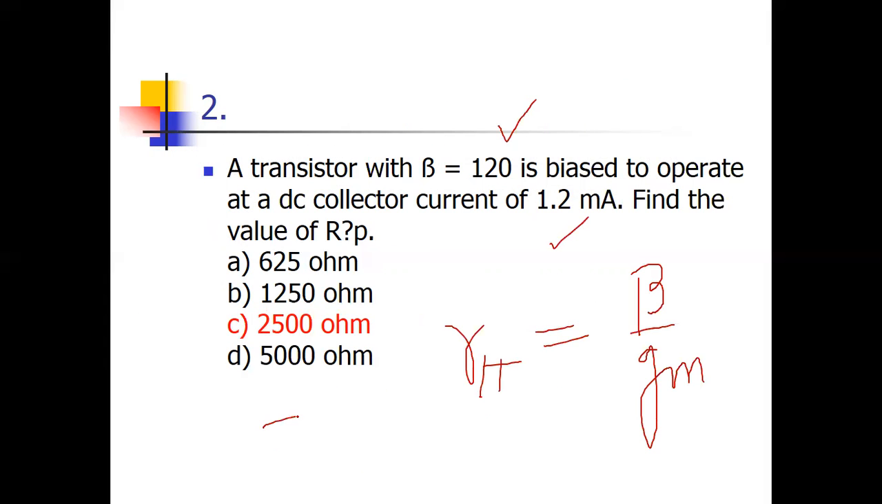So what is r pi? Beta is given, 120, divided by 48 milliampere per volt. When you put the value of this, 48 into 10 raised to minus 3, and solve it, your r pi will be 2500 ohm.